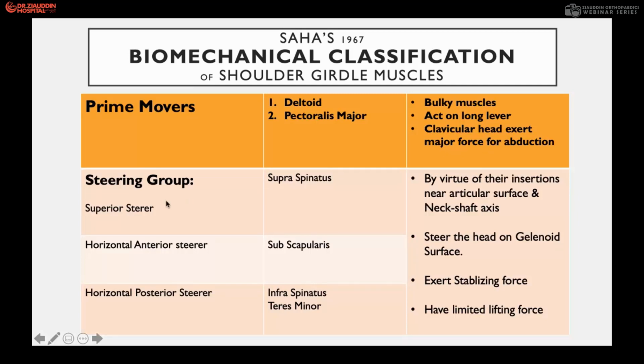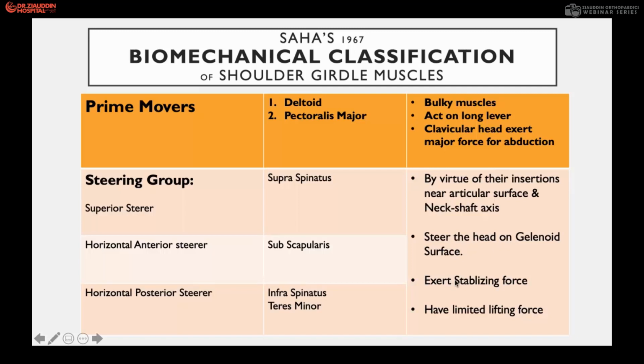Since this is a ball and socket joint, it needs a steering group which mobilizes or rotates and stabilizes as well. This steering group includes the superior glider, horizontal anterior, and horizontal posterior glider. They are the muscles called supraspinatus, subscapularis, infraspinatus, and teres major. By virtue of their insertion near the articular surface, near the joint, they exert a good activity on the neck shaft angle. They steer the head on the glenoid surface.